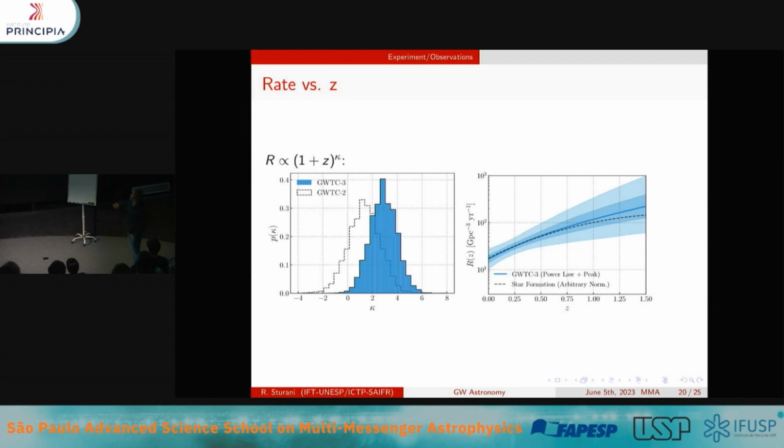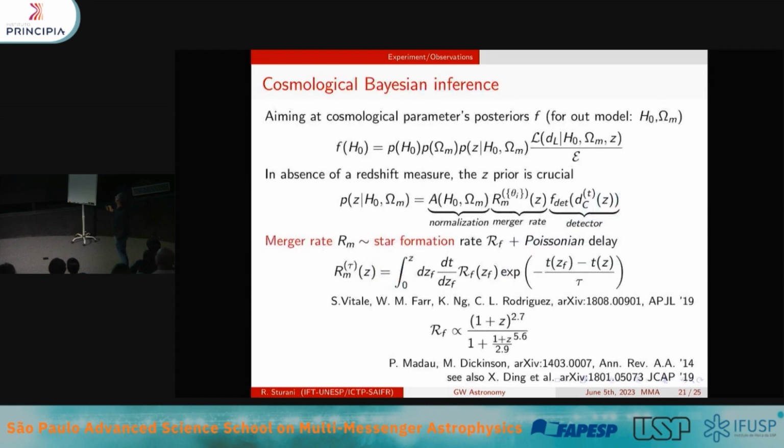Or, surprise, if we see that the rate we measure happens earlier than the star formation rate, then it means that there is a significant contribution to the compact objects from unusual objects that were not late stars, but must be primordial stars that were formed before that z equal to 2 peak of star formation. Okay, and if you want to do cosmology with this, this is too much stuff now.